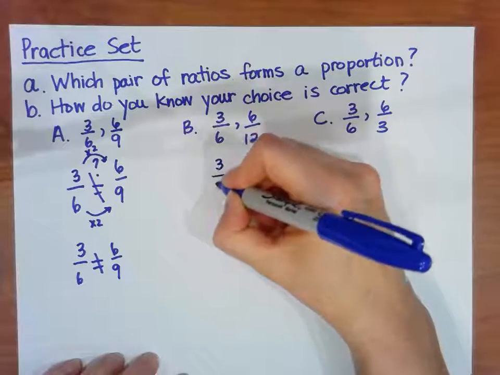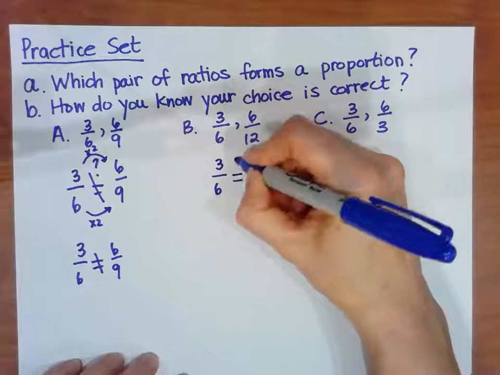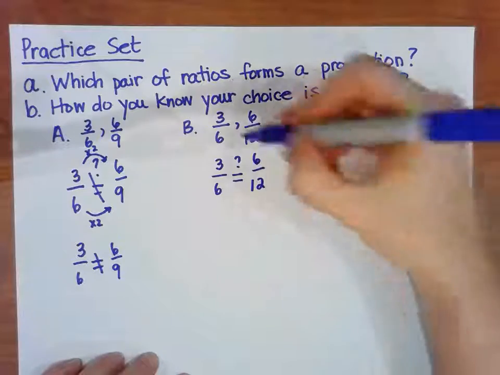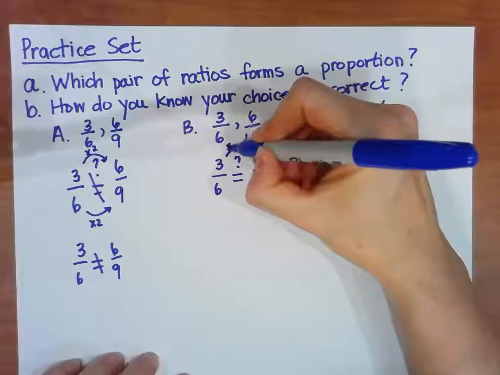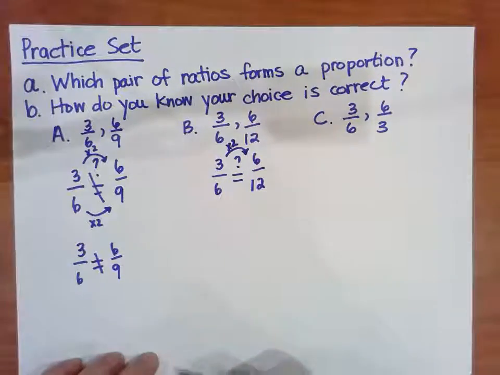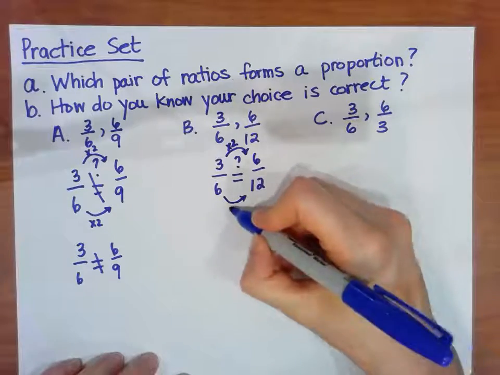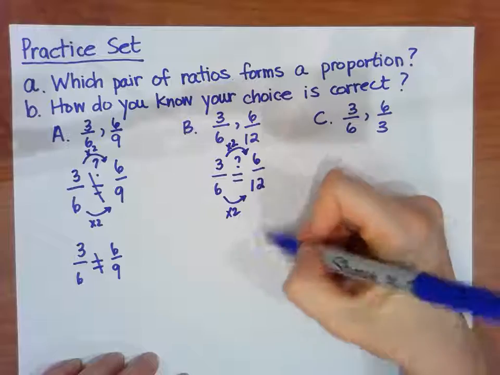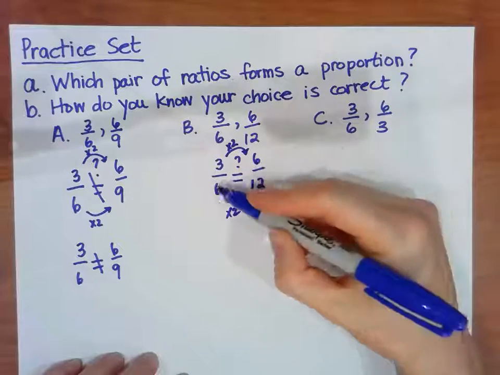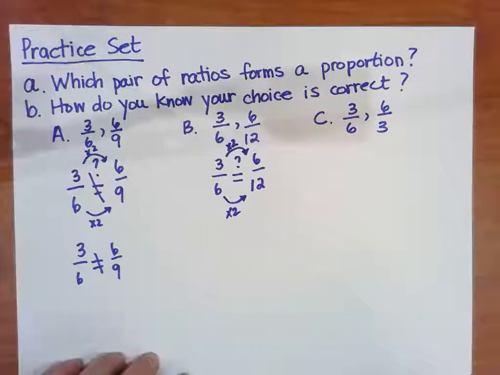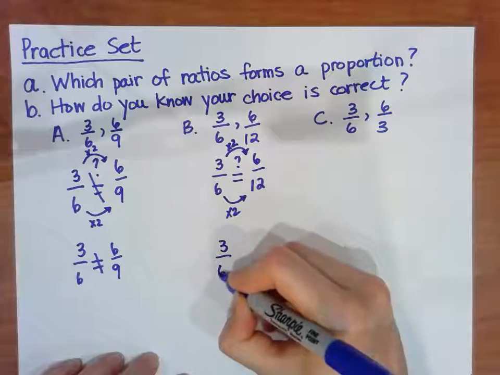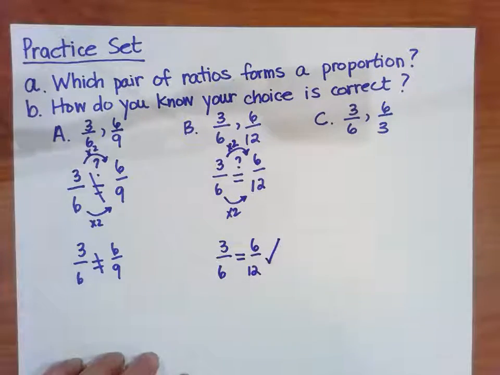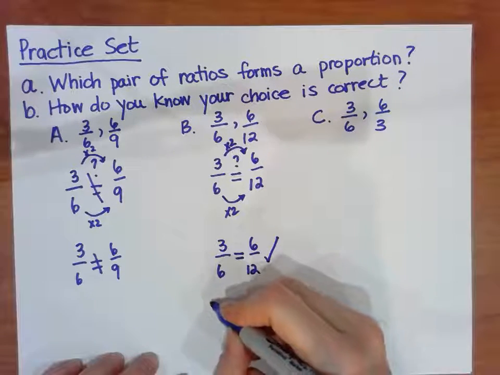Alright, is 3/6 equal to 6/12? Okay, here we multiply by 2. 3 times 2 is 6. If we multiply this one by 2, we get 12. Okay, that's exactly what we wanted. 3 times 2 is 6. 6 times 2 is 12. So these are indeed equal. Yes, 3/6 is equal to 6/12. So this one works. This is proportional.